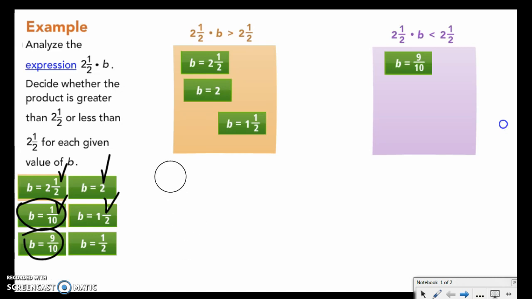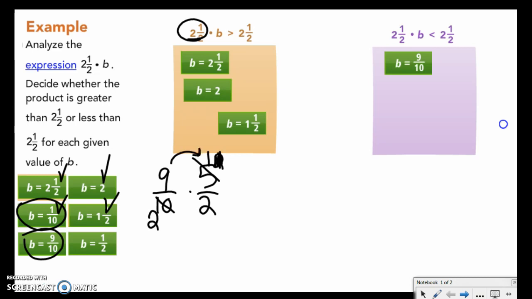The 5th one says 9/10 times, again, 5 halves. Well, 10 and 5 can go into each other. 5 goes into itself 1 time, and 5 goes into 10 2 times. 9 times 1 will give you 9. 2 times 2 will give you 4. Now, 4 does not go into 9 evenly, but it can go into 8, and that's 2 times. 4 times 2 is 8, with 1 left over. 2 1/4.